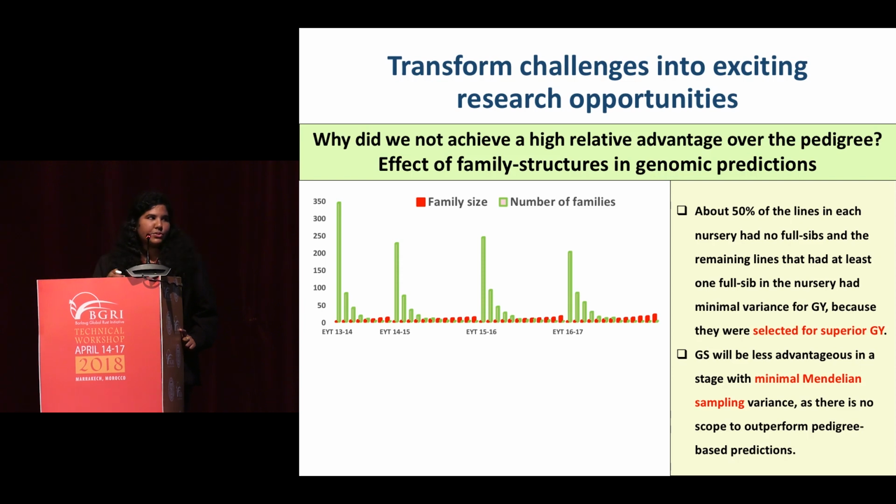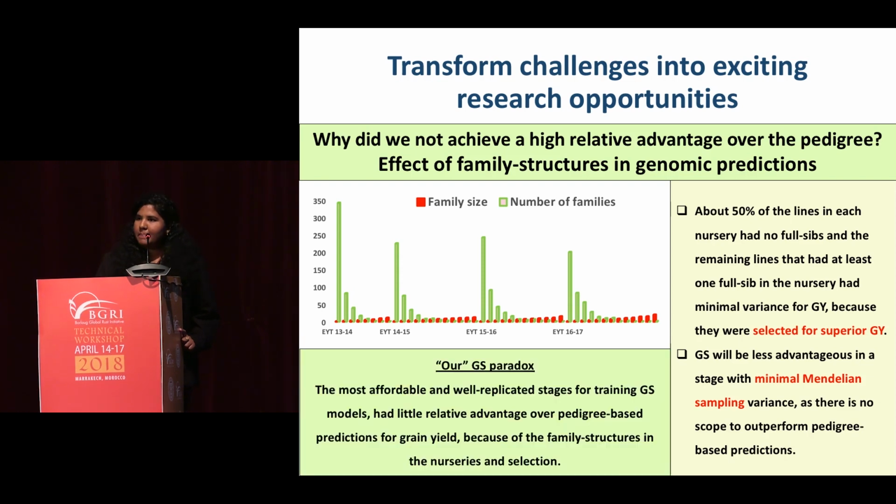This is really important: we should test family structures in our populations and not use GS on selected populations, because then it's not going to have any scope of outperforming pedigree-based selection. And that's a paradox here.